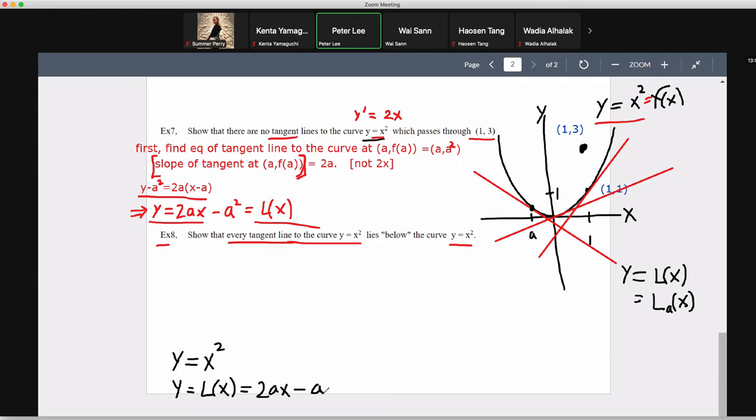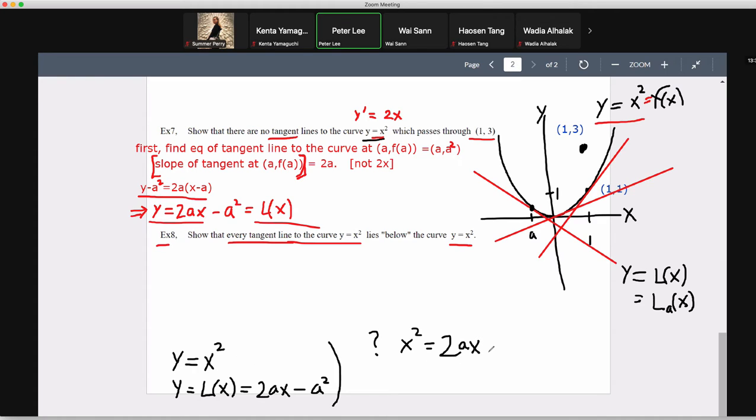So now you're saying that first of all, you have to equate the two, and solve the system of equations. So we want x squared equal to 2ax minus a squared. Let me erase the L here, it's not really needed.